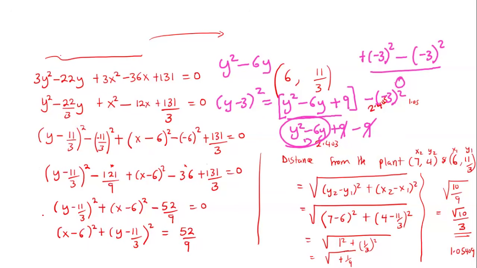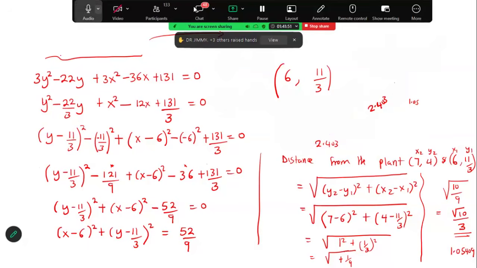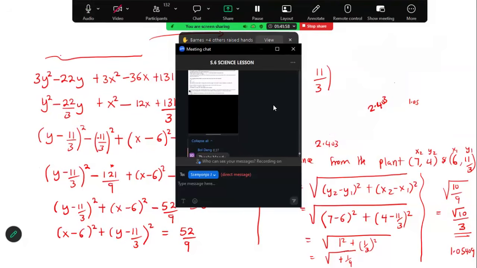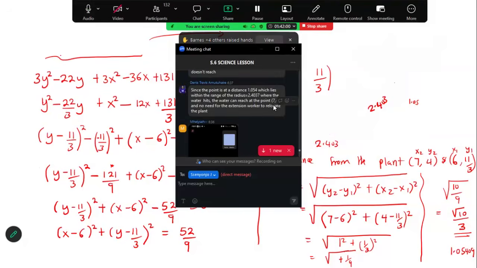Okay. So now, yes, I'm looking through the chart to check. So my conclusion, sir, since the point from Travis is at a distance 1.054, which lies within the range of the radius where the water hits, the water can reach at point C and no need for extension work to relocate the plant. Very good.